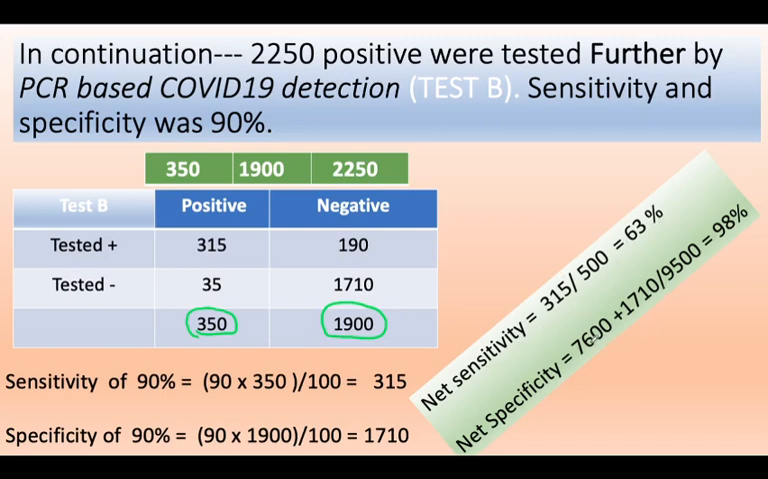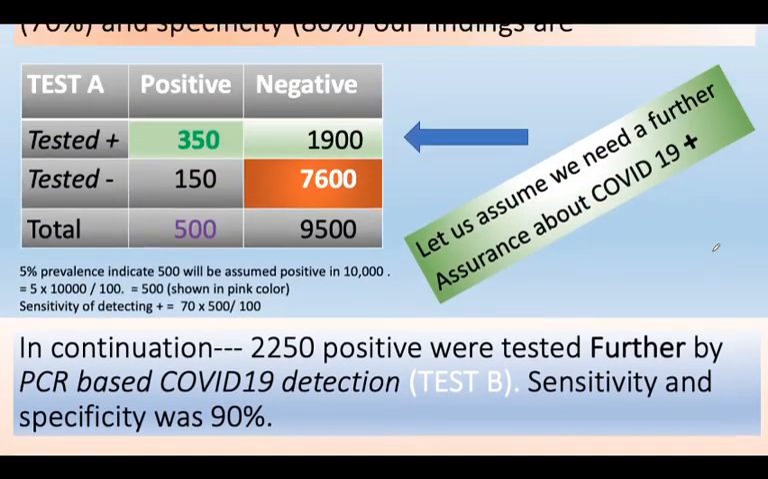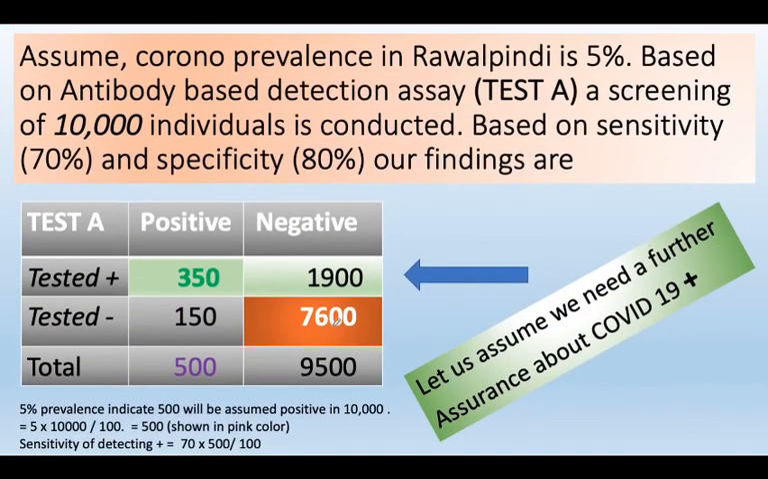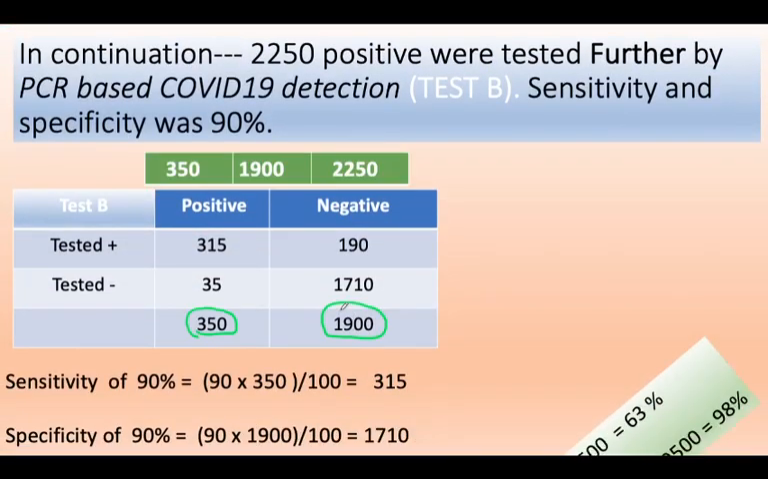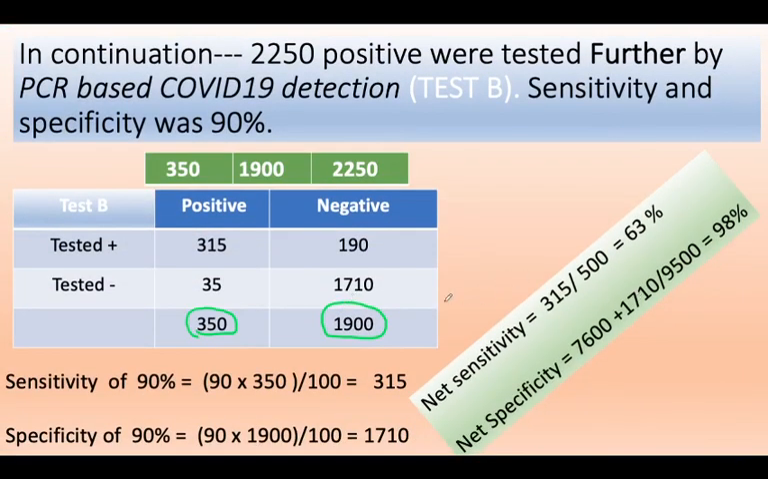For net specificity, we use 7600 plus 1710 divided by 9500, which is equal to 98%. So this is the 7600 value plus this value of the two negatives identified over here. So we increase the net specificity to 98%.